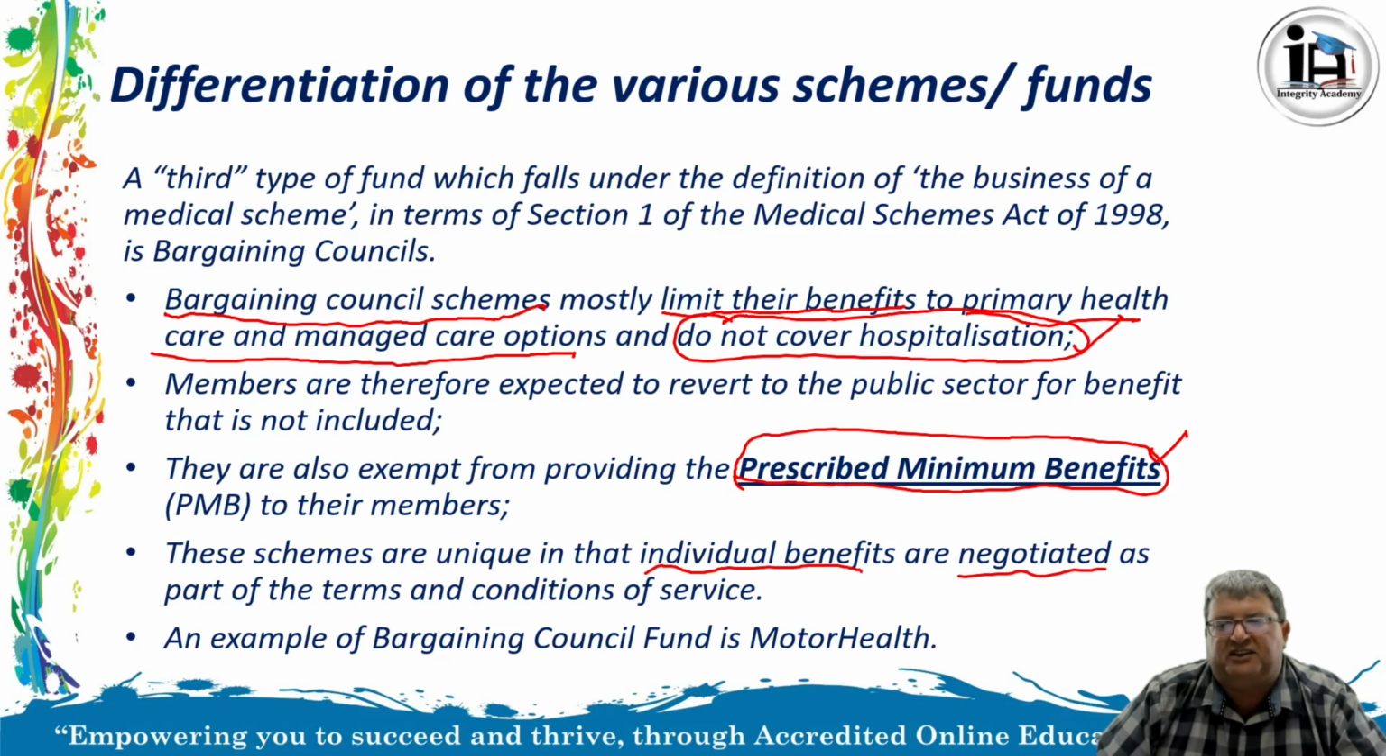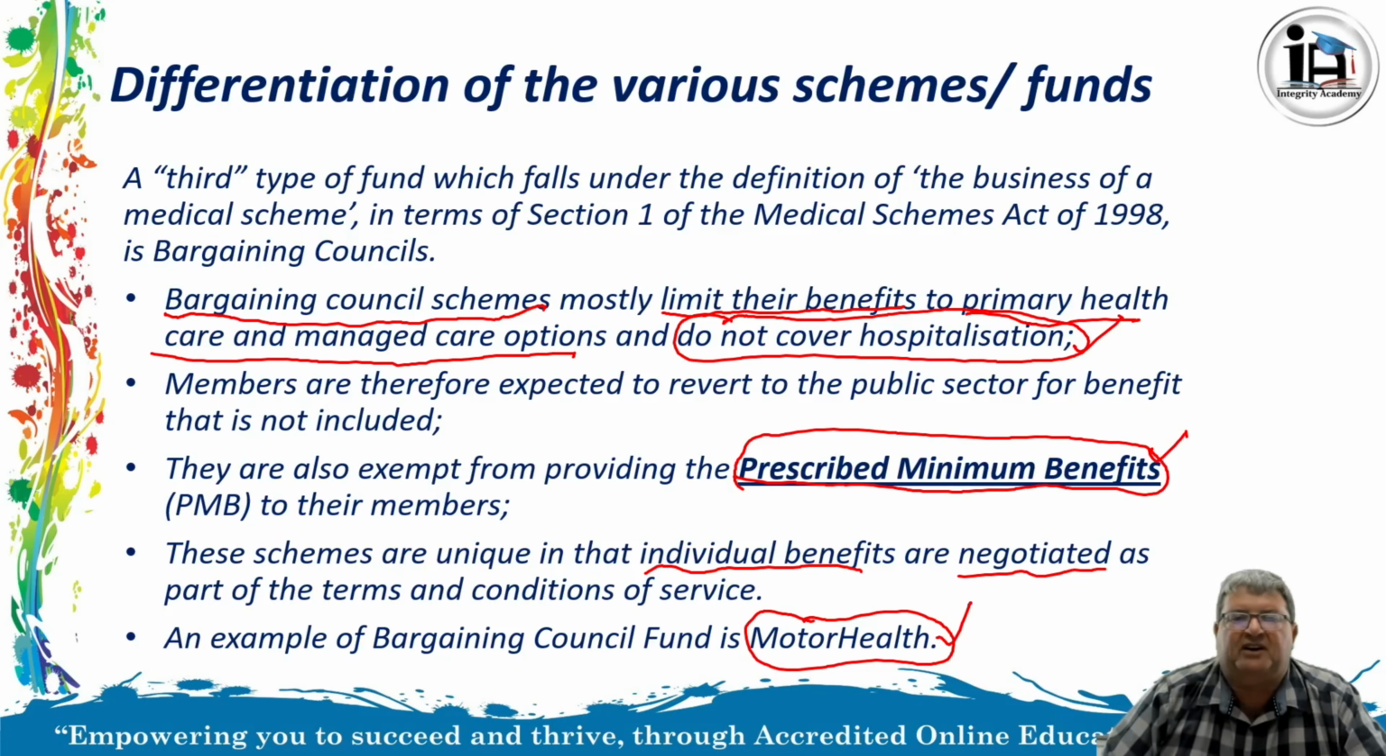prescribed minimum benefits. Then you can say, oh well, it costs me R150 a month, I will pay that myself. So you and them negotiate. And if you're happy, you join them. If you're not happy, well, then walk away. An example of a bargaining council fund is Motor Health. So the people in the motor industry, most of them or some of them, belong to Motor Health, which is a bargaining council scheme.